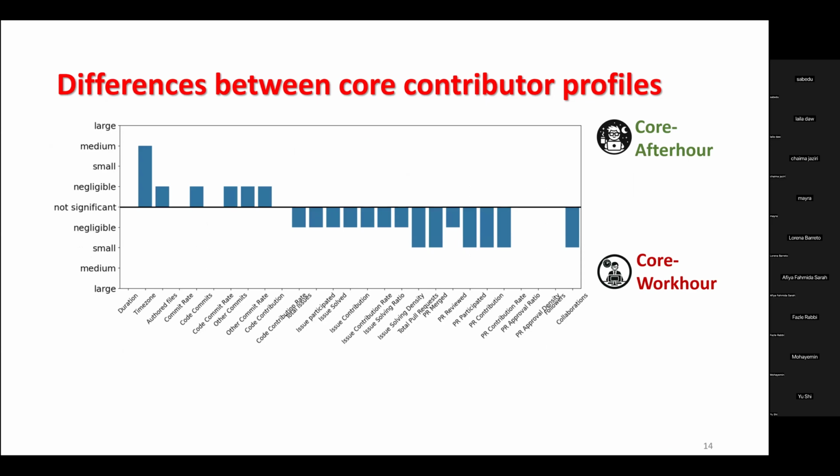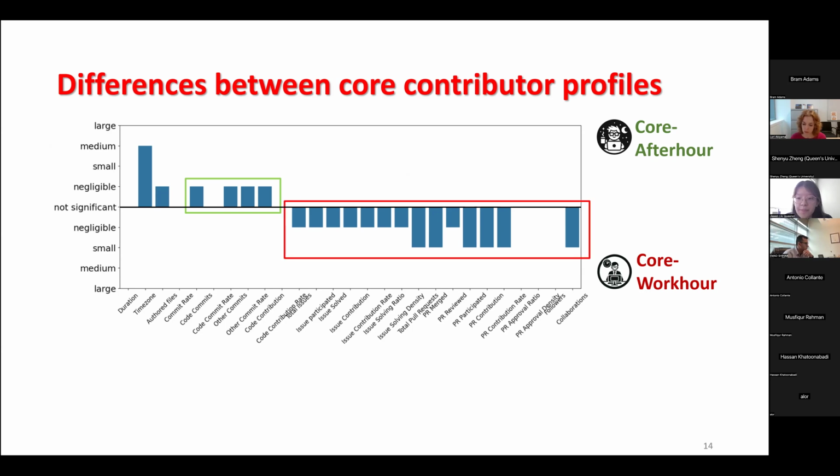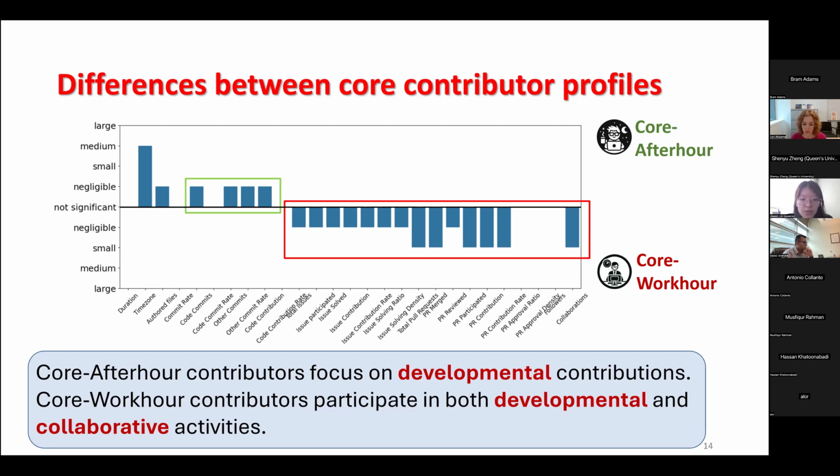And then we also use the Mann-Whitney test to compare the contributor features for different profiles. And we find significant differences between core after-hour and core work-hour profiles. You can see that although both core profiles make more contributions on all types of OSS activities than peripheral contributors, we still find that core after-hour contributors show more contribution on commit-related tasks, like more authored files or code commits, while core work-hour contributors make more contributions on issue and pull request-related tasks. So therefore, we think core after-hour contributors focus on developmental contributions, while core work-hour contributors participate in both developmental and collaborative activities.